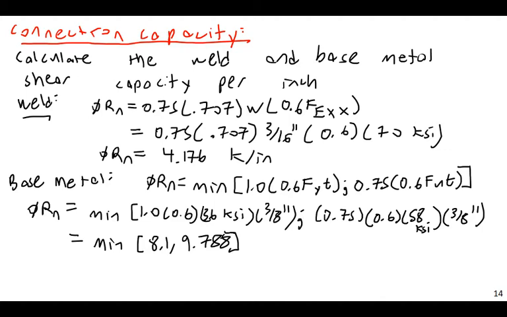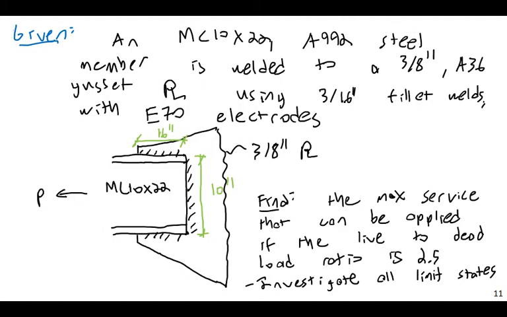Now, I do want to give one note on this. Notice I'm calculating the strength of the base metal for what element? Am I calculating the strength of the base metal for the gusset plate or for the MC shape? Good. I'm doing it for the gusset plate. Now, if you're just doing two plates, often you might have to look at both of the elements.